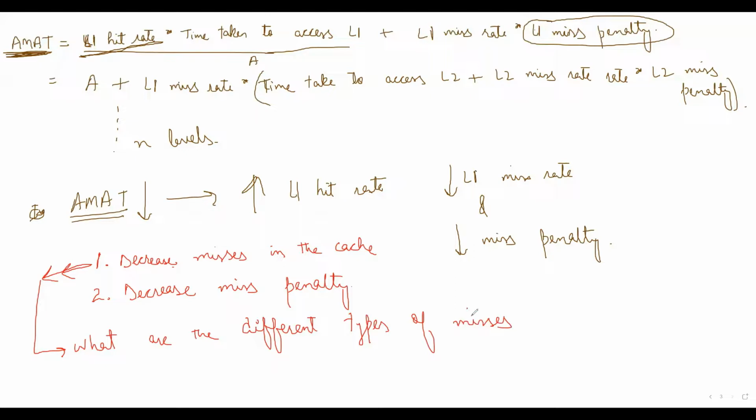Okay. So after discussing these different types of misses, then we will see how we can decrease each type of miss. So that is the first part. Second part, we have to discuss how we can decrease miss penalty. Let's first discuss what are the different types of misses in the cache and how we can decrease each type of miss. Then we will discuss how we can decrease miss penalty. Okay, so let's first discuss what are the different types of misses in the cache.